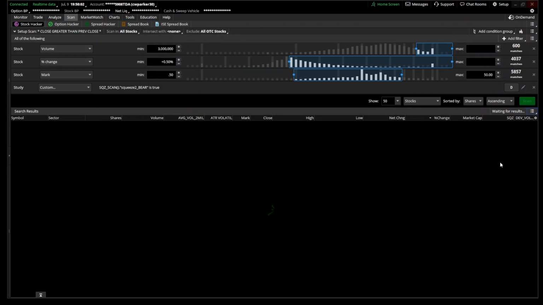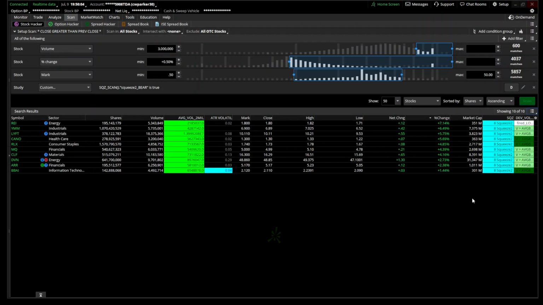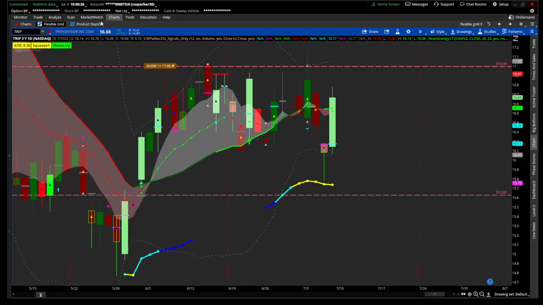And let's go to scan. So all this is just showing me that they're in squeeze phase 2. It's not going to show me whether it's bullish or bearish. But for the most part, you can see, well, these are kind of bullish. REI. How much was that before I go to that? That was only $1. No. YMM.